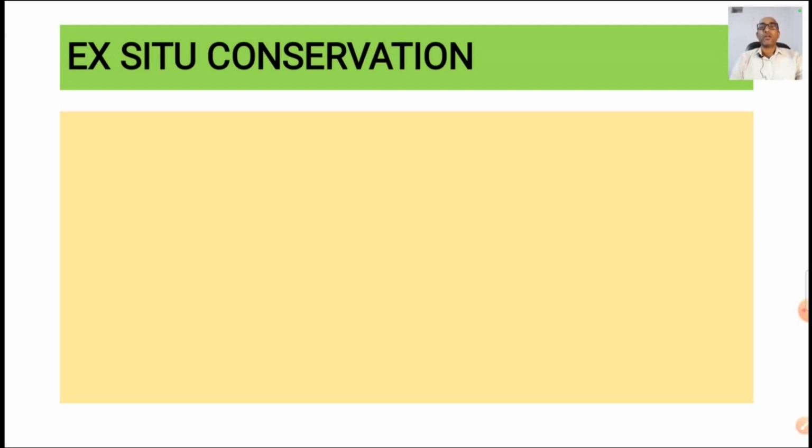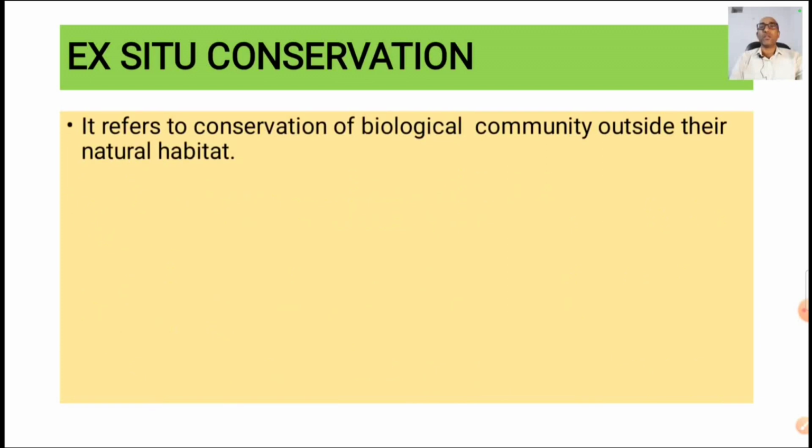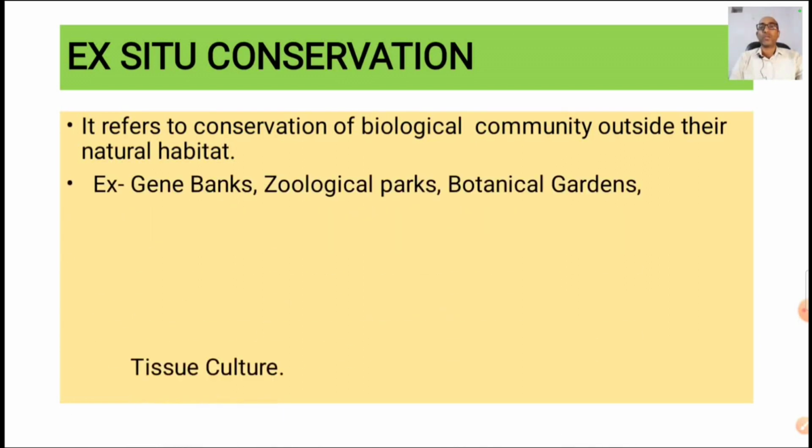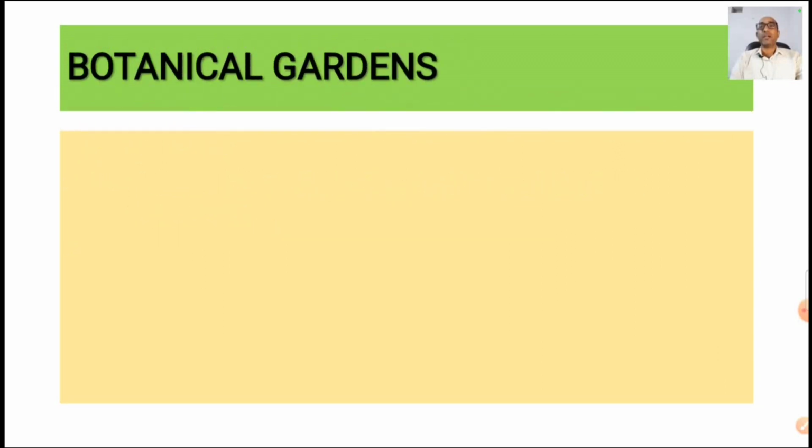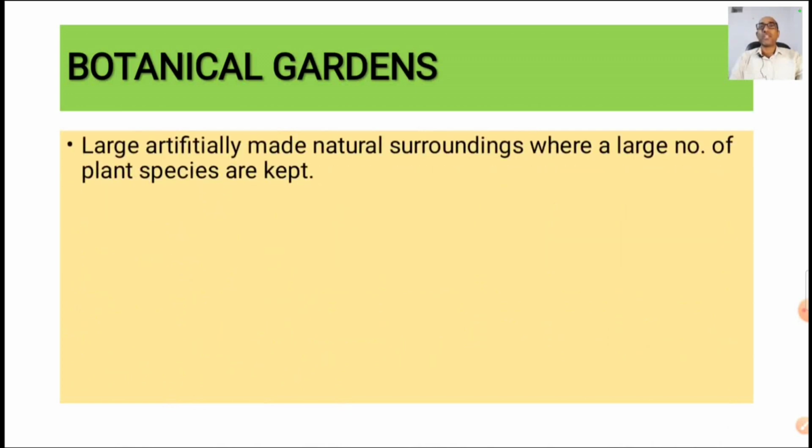So we have already learned what in situ is, that is, the conservation of biodiversity in its natural condition, in its natural habitat. Now, ex situ conservation is the conservation of biological communities outside their natural habitat. Got it? It includes botanical gardens, gene banks, zoological parks, tissue culture. These are the ex situ methods of conservation. First, let's come to the botanical gardens. Botanical gardens are artificially made natural surroundings where a large number of plant species are kept.